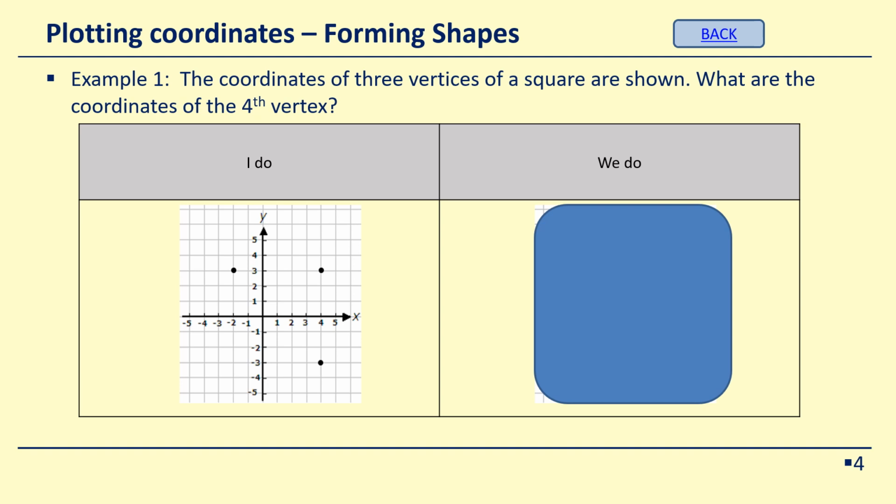The coordinates of 3 vertices of a square are shown. What are the coordinates of the 4th vertex? So a vertex, and vertices, that's a corner. Like a triangle, these are the vertices. A square, these are the vertices. So it's the corners. You need to know the properties of a square. Remember, a square has 4 equal sides and 4 equal angles.